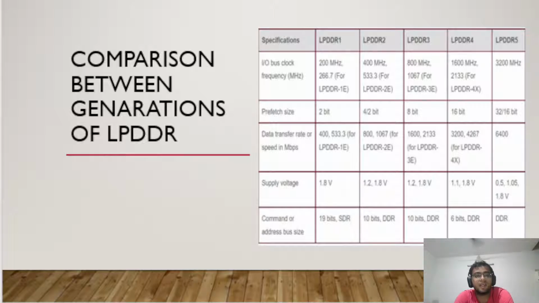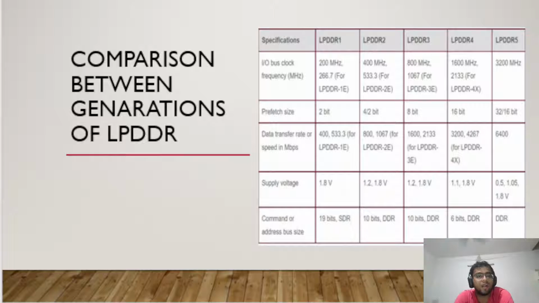You can see LPDDR1 1.8, LPDDR2 1.2 and 1.8, LPDDR3 1.2 and 1.8, LPDDR4 1.1 and 1.8, and in LPDDR5 1.05 and 1.8. And here there is no mention of LPDDR4X, whose supply voltage is also 0.6.